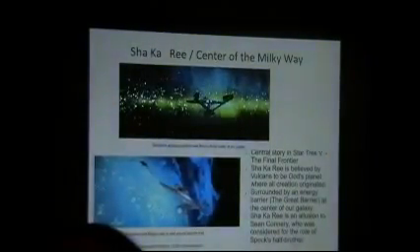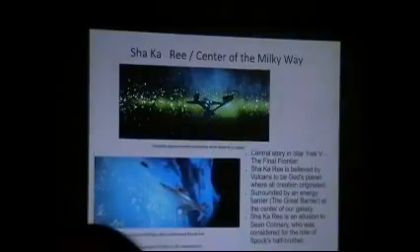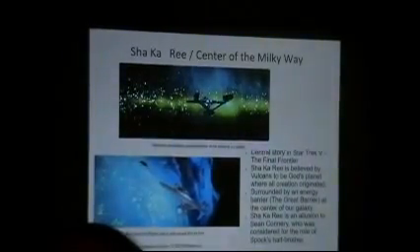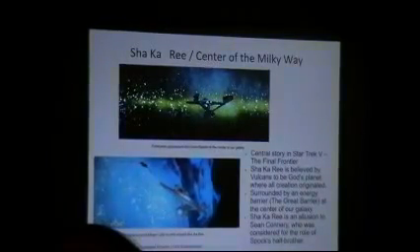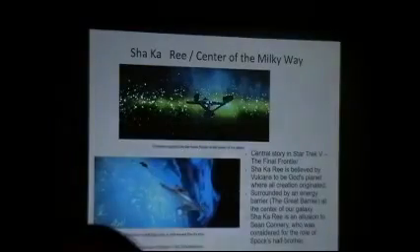Okay, now we're off to the center of our Milky Way galaxy. Apparently, there's a planet there called Shakrali. That's the main story in Star Trek 4. And the center of the galaxy, in Star Trek anyway, is protected by an energy barrier that the Enterprise crossed. I found this interesting. Shakrali is an allusion to the name Sean Connery.